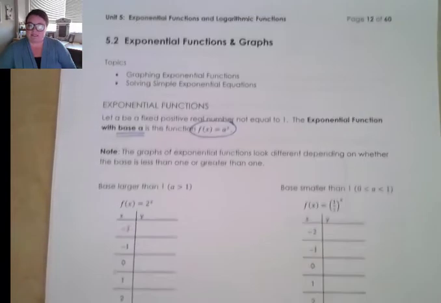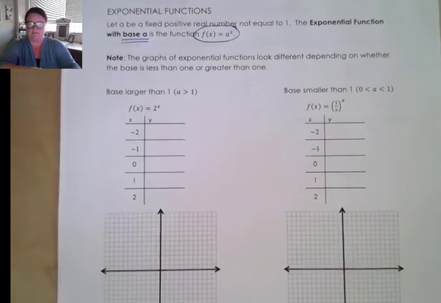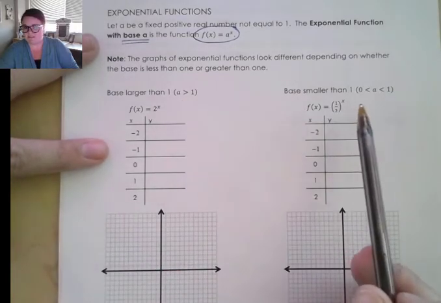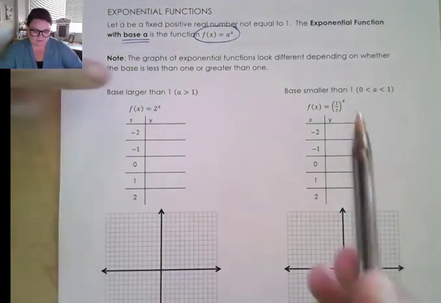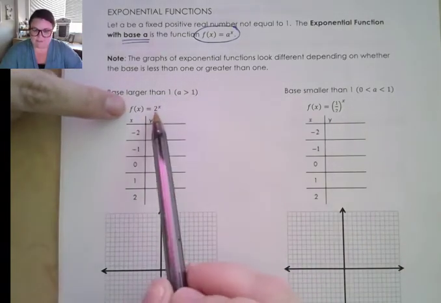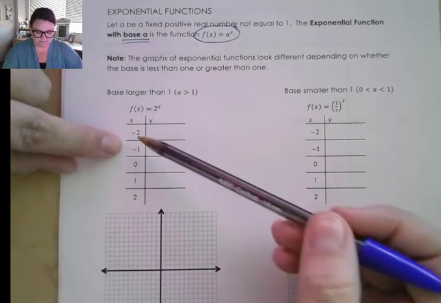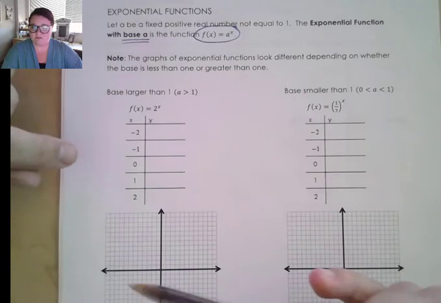So I have two examples here that I want to show you of a base that is specifically larger than 1 and a base that is specifically between 0 and 1. Okay, so if I pick something like f of x equals 2 to the x power, and I'm just going to plug in from negative 2 to 2, so we have a pretty good picture of this graph.